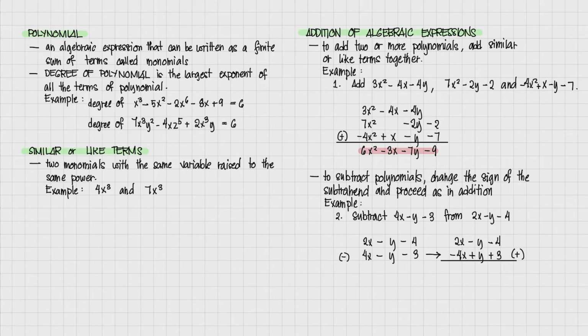So we'd have here positive 2x plus negative 4x, you'd get negative 2x. Then you have negative y plus positive y, you'd get 0. So this will just cancel each other out. And then you have negative 4 plus positive 3, you'd get negative 1. So that's the final answer for our example.